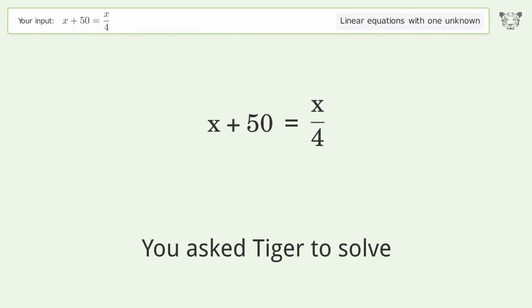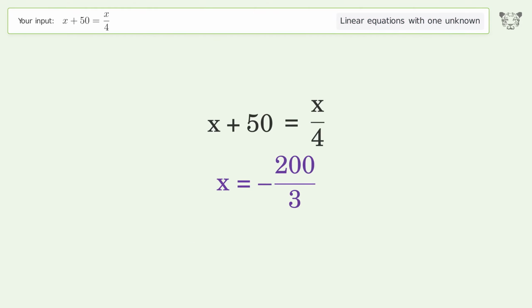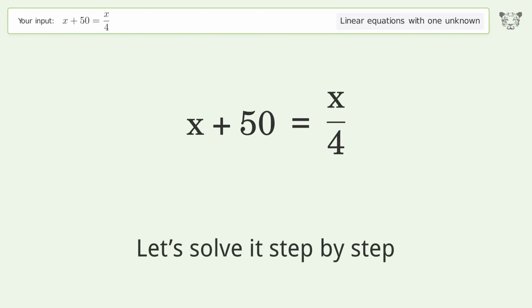You ask Tiger to solve this. It deals with linear equations with one unknown. The final result is x equals -200/3. Let's solve it step by step.